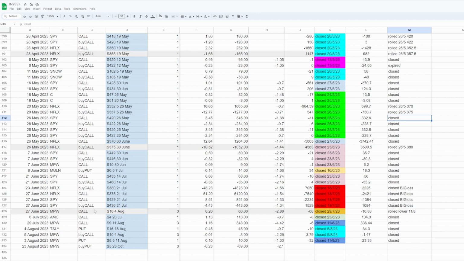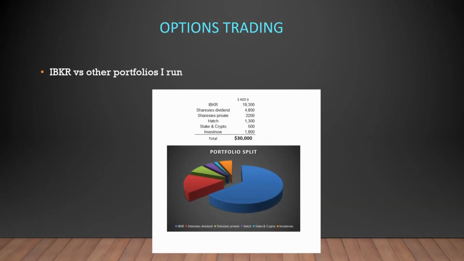But as you can see, going into the months, I've kind of slowed down on options trading. So this slide here shows you my options portfolio versus the rest of the portfolio. Now, just to be confusing, this is in New Zealand dollars. If I exchange my Interactive Brokers from the time that I put the screenshot up, it was 19,300 New Zealand dollars. And at the moment, I've hit $30,000 across my accounts. So we can see Interactive Brokers, $19,000.